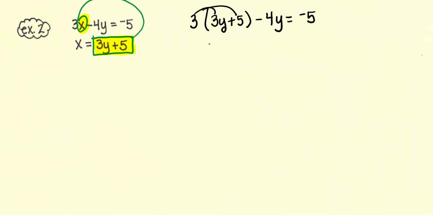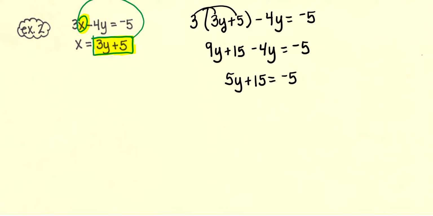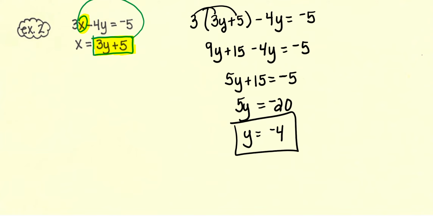Distribute and solve your equation. 9y plus 15 minus 4y is equal to negative 5. Collect your like terms. So that's 9, take away 4, 5y plus 15 is equal to negative 5. We're going to subtract 15, so we have negative 5 minus 15 to get negative 20. Divide by 5, and y is equal to negative 4.